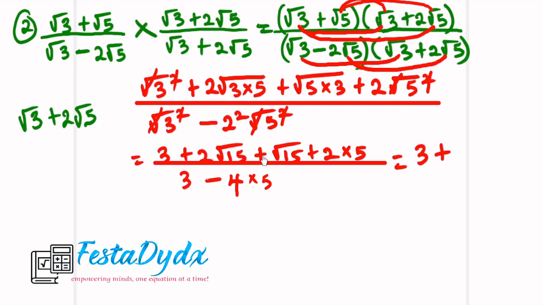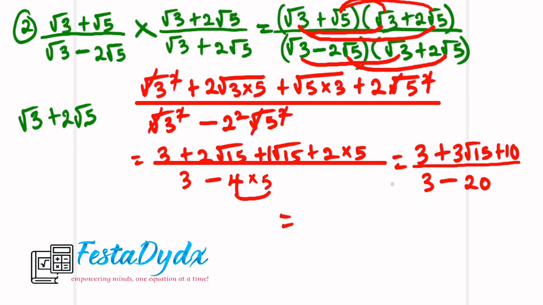So now we have 3 plus 2 root 15 plus root 15. It's more like saying there's an invisible 1 here. So 2 root 15 plus 1 root 15 is going to give us 3 root 15, plus 2 times 5 is what? 10, all over 3 minus, remember these two are together. We got them from 2 square, which is 4, square root cancel square, which is 5. They are together. So 4 times 5 is what? 20.